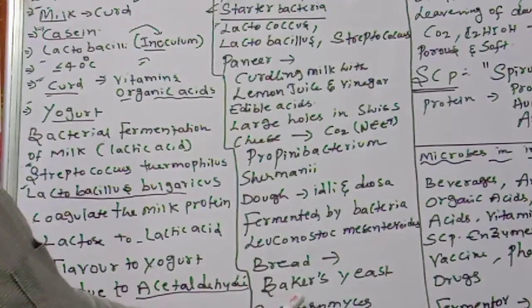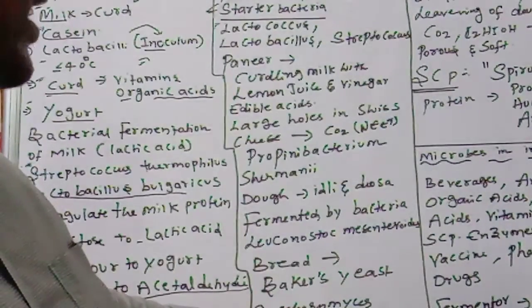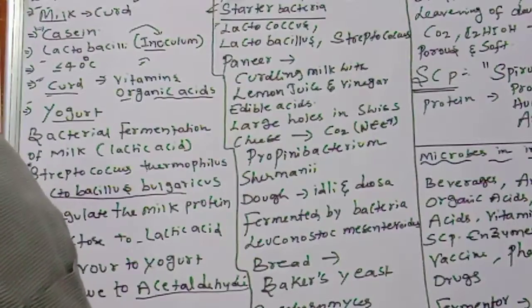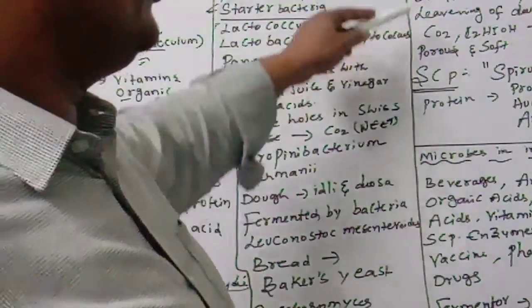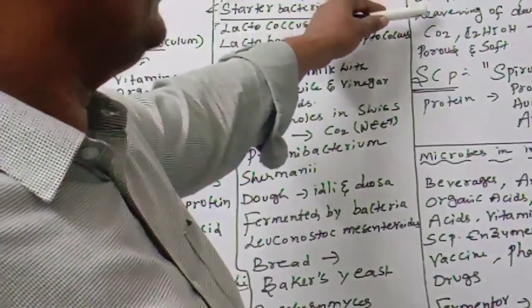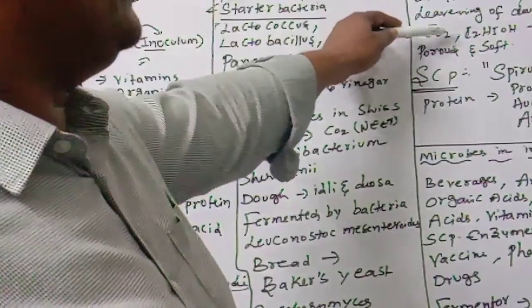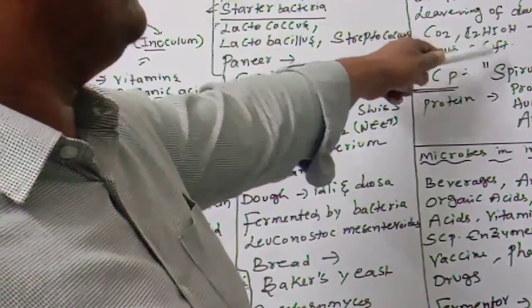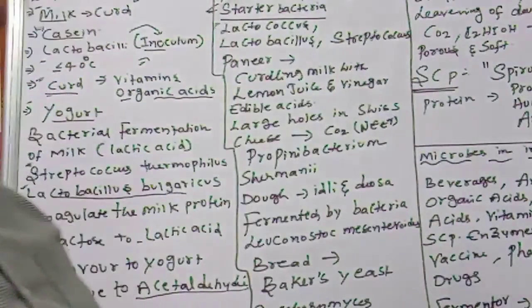Bread: baker's yeast is used for manufacturing bread in bakeries. The scientific name of baker's yeast is Saccharomyces cerevisiae. For ethyl alcohol production also, we use Saccharomyces cerevisiae. Fermentation of glucose leads to ethyl alcohol (C2H5OH) and carbon dioxide, which gives leavening and softness to the dough, making the bread porous and soft.